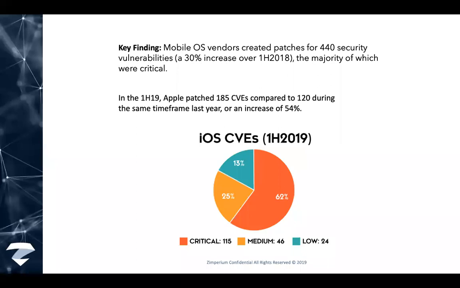So the vendors produced a record number of patches for vulnerabilities in the first half of 2018. Apple had a 54% increase. They had 185 CVEs compared to 120 last year. The most important thing here is 62% of those, by Apple's own thought process, were considered critical. They actually had one patch that came out that had over 50 CVEs in a single patch.